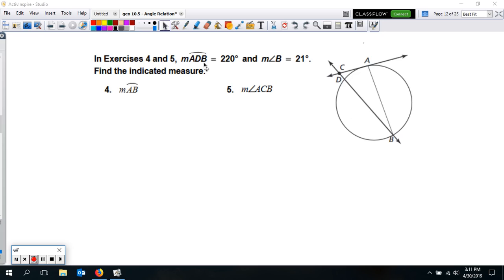Not sure why they used ADB. Maybe D is right here. There we go. Okay, yeah, this point is C. Almost got confused there. That's not D. D is here. Yeah, there it is. So that's D right there. So A to D to B.